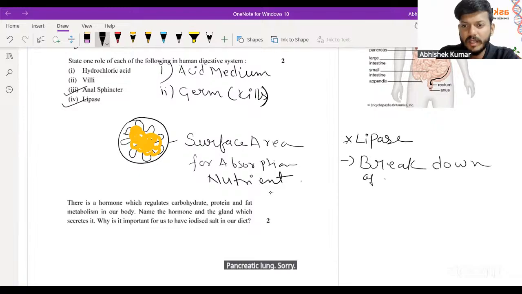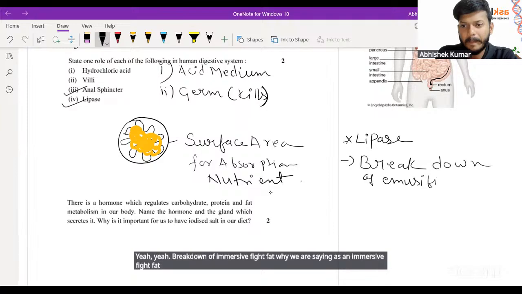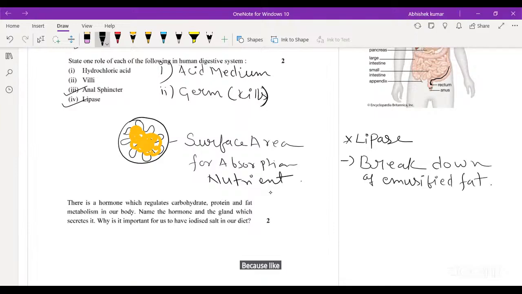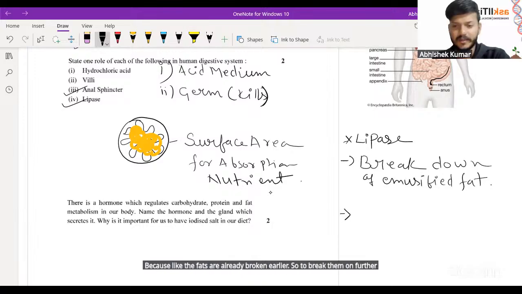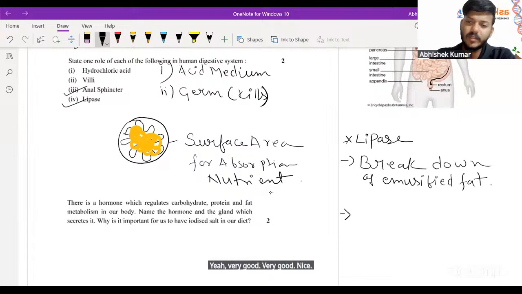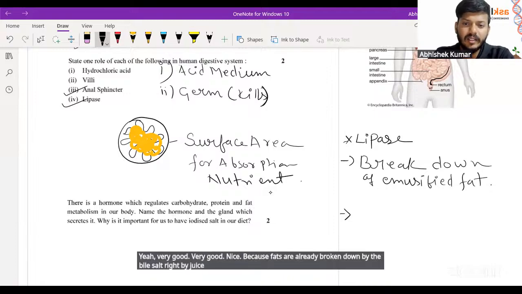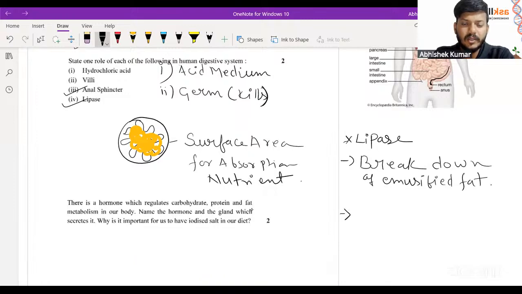Why are we saying emulsified fat? Because the fats are already broken down earlier, so to break them down further. Yeah, very good, nice. Because fats are already broken down by the bile salt, right? Bile juice. That's why we are saying emulsified fat. Okay, let's see the next question.